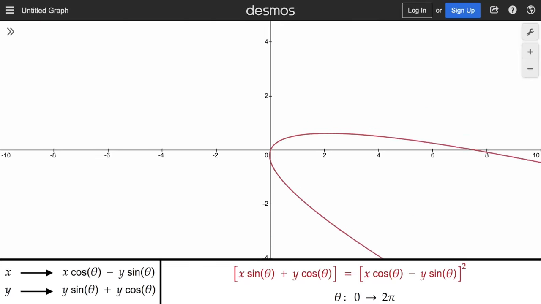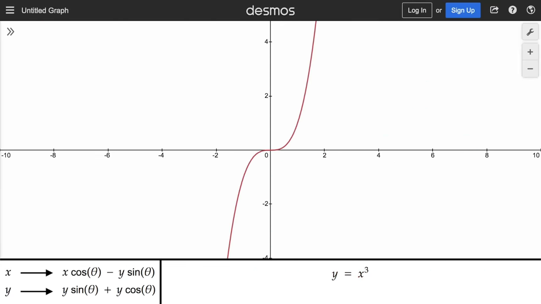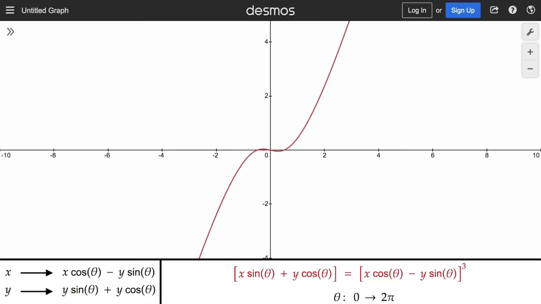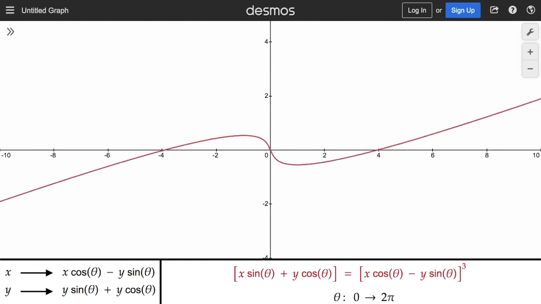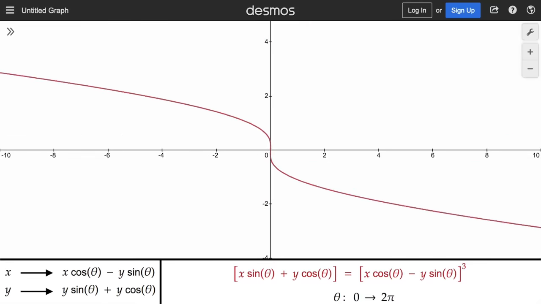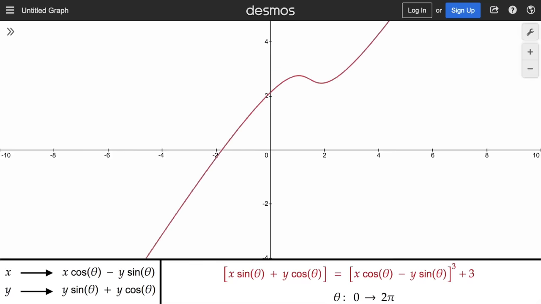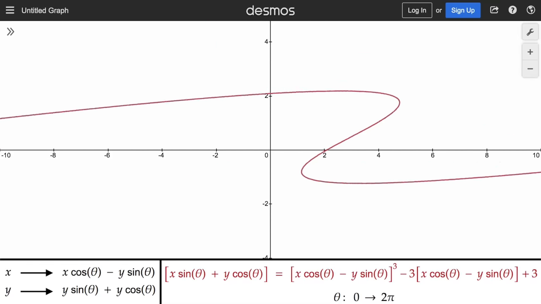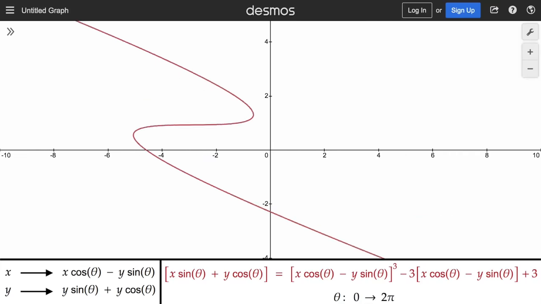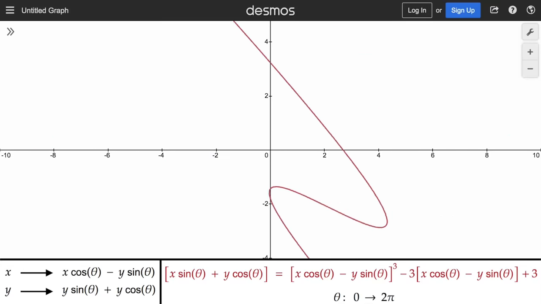But why only a parabola? Cubic! y equals x cubed. Same thing. Replace the x's with x cos theta minus y sine theta. Replace the y's with x sine theta plus y cos theta. Let theta run between 0 and 2 pi. Go! It works! It actually works! And we can mess around with it too, you know. Add a constant, shift it off center, add in an x term, make it more bendy. But man, we're just getting started.